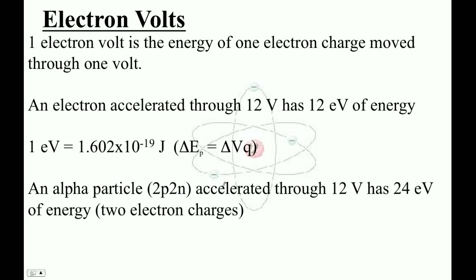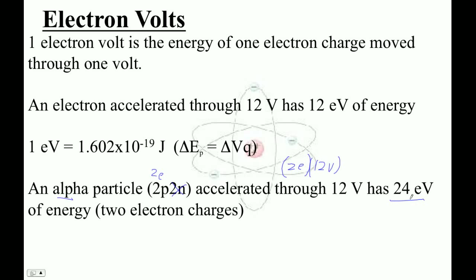Okay. And then, you know, let's think about this. Other particles are a little more complicated. An alpha particle is 2 protons, 2 neutrons. Okay. The neutrons have no charge, right? But these have 2 electron charges, right? Well, 2 electron charges through 12 volts, 12 volts, right, is 24 electron volts.